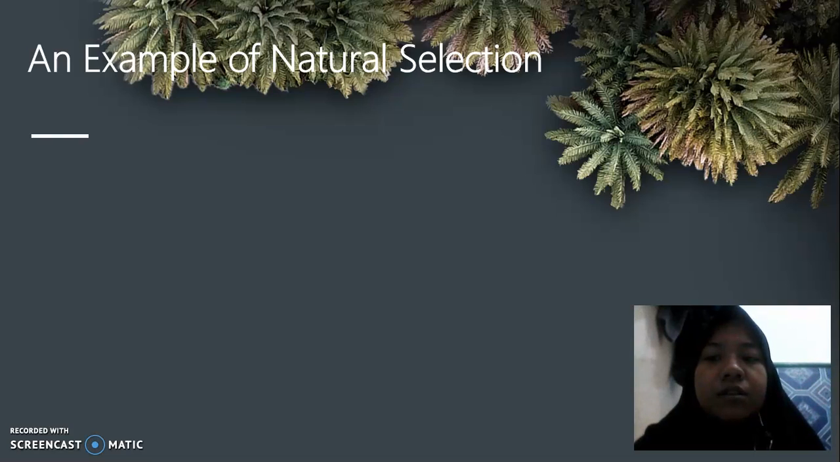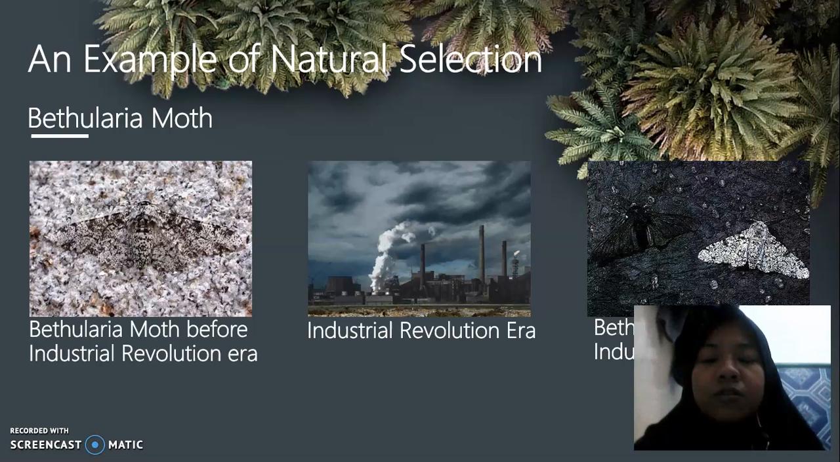This is an example of natural selection. The example is the Biston betularia moth. So this is the story. White Betularia moths before the Industrial Revolution era were more numerous than black Betularia moths. But after the Industrial Revolution era, the number of white Betularia moths was less than the black Betularia moths. This happens because of the inability of white Betularia moths to adapt to the new environment.